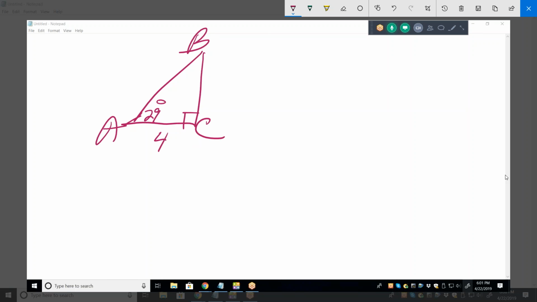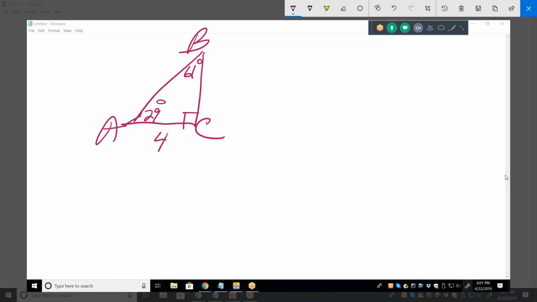C is the hypotenuse, and then... Well, step by step, let's do it. So far, we only know three things: 29 degrees, a right angle, and side 4. How do we get everything else? Capital B for the angle would be 61 degrees. Okay, that's a start. Now we know all three angles.